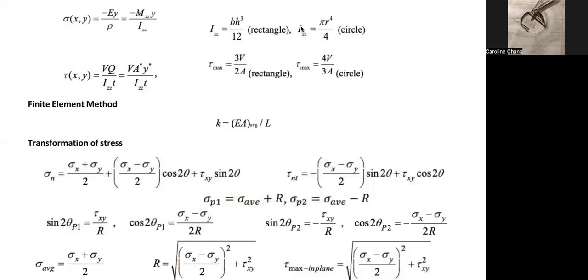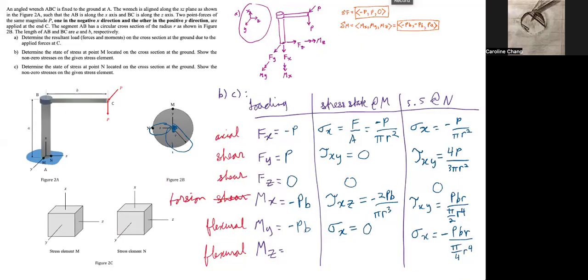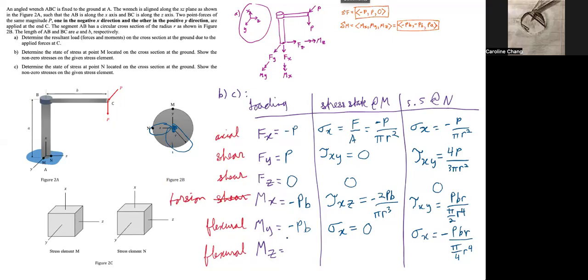It's given by pi r to the power of 4 over 4, as we see over here. Now let's examine the stress state at M for the moment around the z-axis. As observed from our found moment, Mz is given by PA, so we can go ahead and plug that in first. And what about the stress state at M?